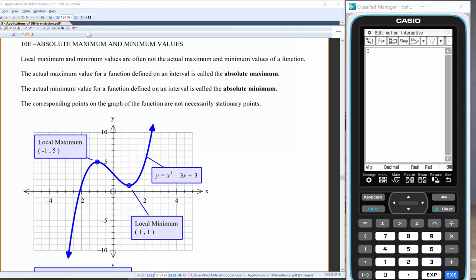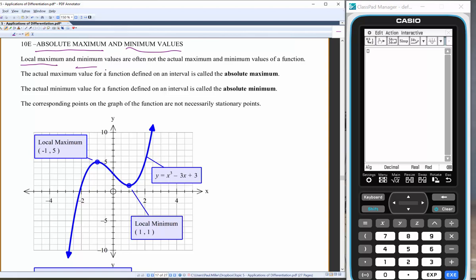Okay, today we're going to look at absolute maximum and minimum values. We've looked at maximums and minimums before, but it's important to note that the absolute maximum is the highest possible value that can come out of a function, and the absolute minimum is the lowest possible value. And it's really important to note the difference between local maximum and minimum versus absolute maximum and minimum. Often they are two separate things.